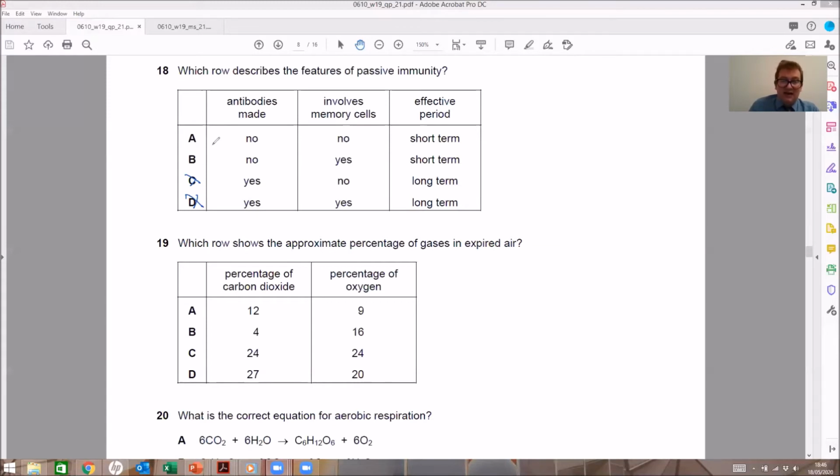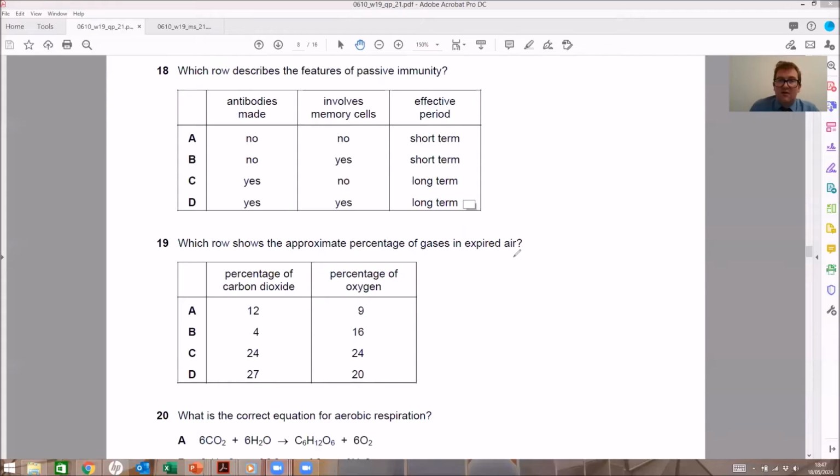Okay, so that leaves option A and B. Now, remember what I said, antibodies must be made by memory cells. So if they're not made, then there's no memory cells involved. Okay, and passive immunity is short term. This is to fight potential pathogens in the short term. Hopefully over time, a child or somebody with passive immunity will develop their own antibodies through time, through a primary response to this, or by vaccination. Okay, so option A is the only correct option here.